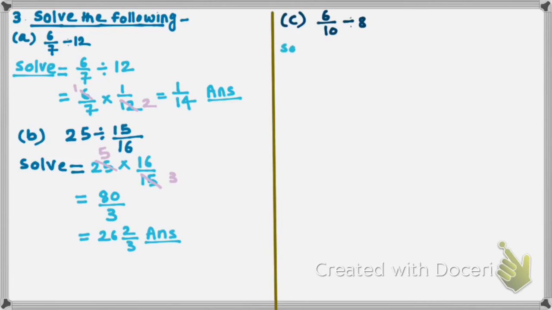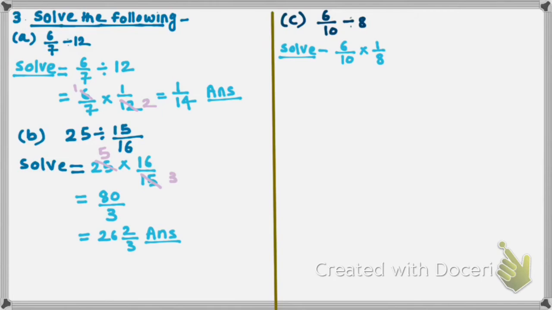Okay, now this is a type of question where we divide a fraction by a whole number. So first we'll change the division sign into a multiplication sign, then we'll change this whole number into a fraction. So 6 upon 10 multiplied by 1 upon 8. Okay, now we can reduce 6 and 8.